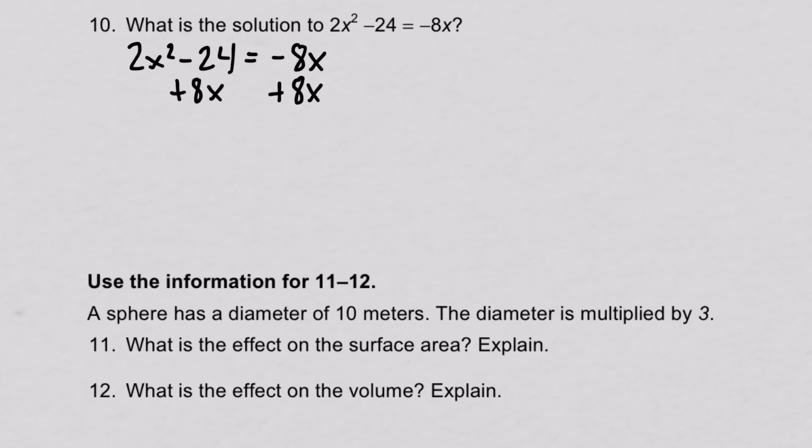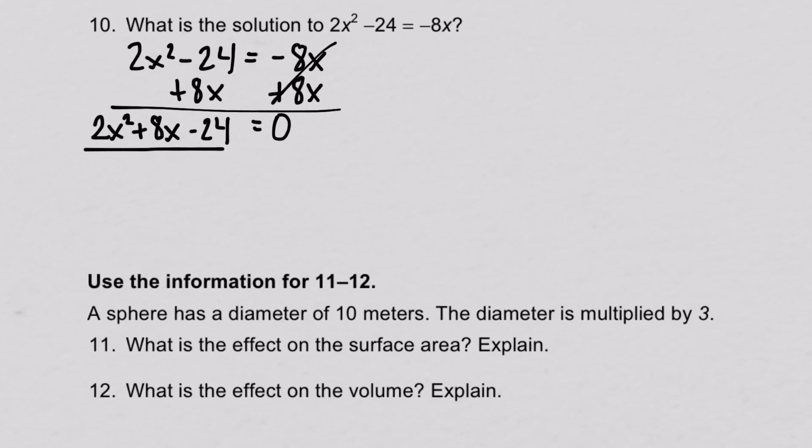So we can make it equal to 0, and we want it in standard form. So that's going to be 0 right there. On the left side, I'm going to have 2x squared plus 8x minus 24. Now the first thing I notice is that everything is even here. So I can make this equation much simpler if I simply divide everything by 2.